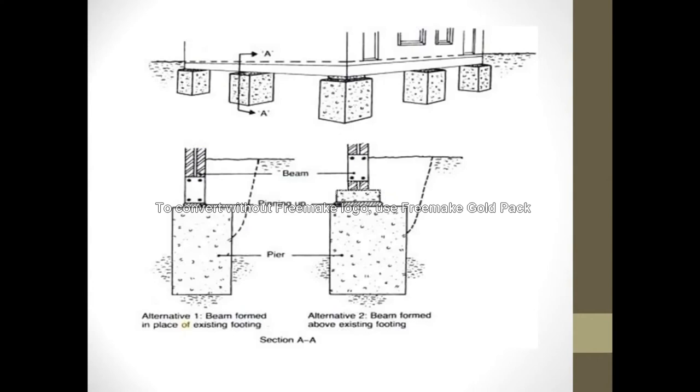So this is the figure. There are 2 alternatives. Alternative 1, beam formed in the place of existing footing, and alternative 2, beam formed above existing footing.